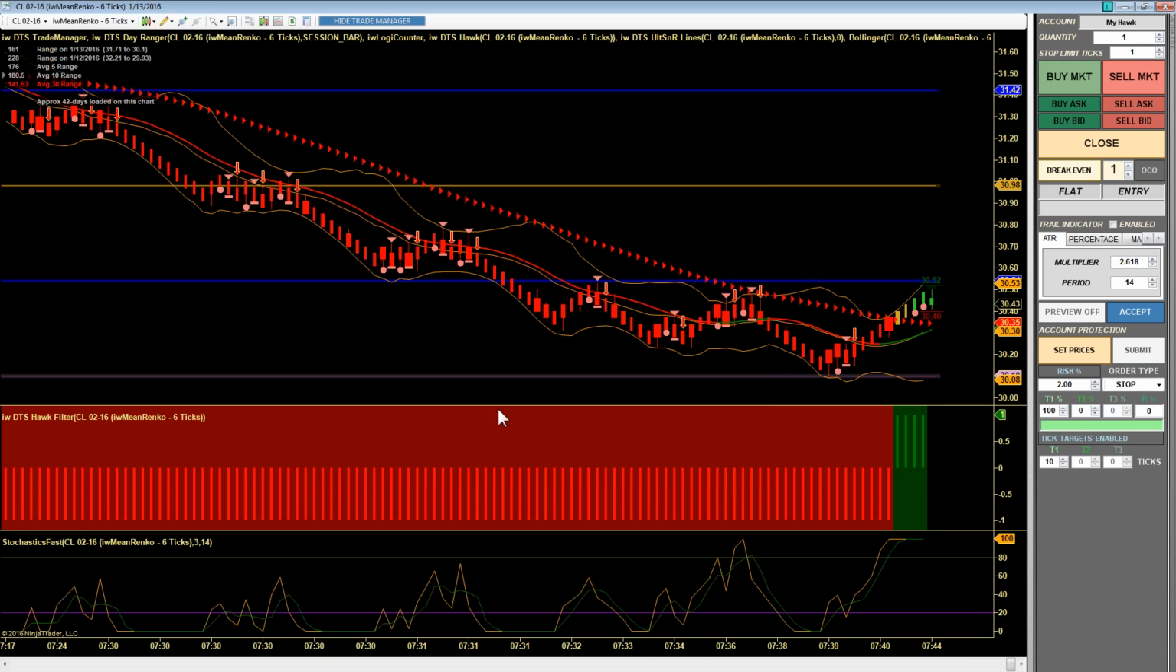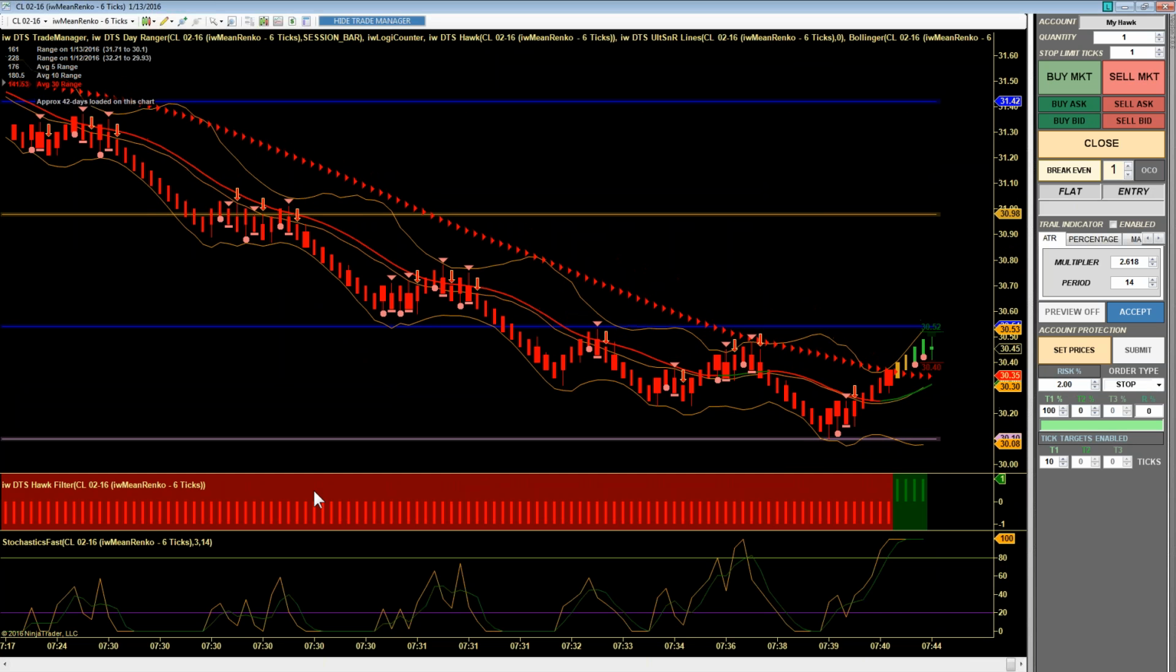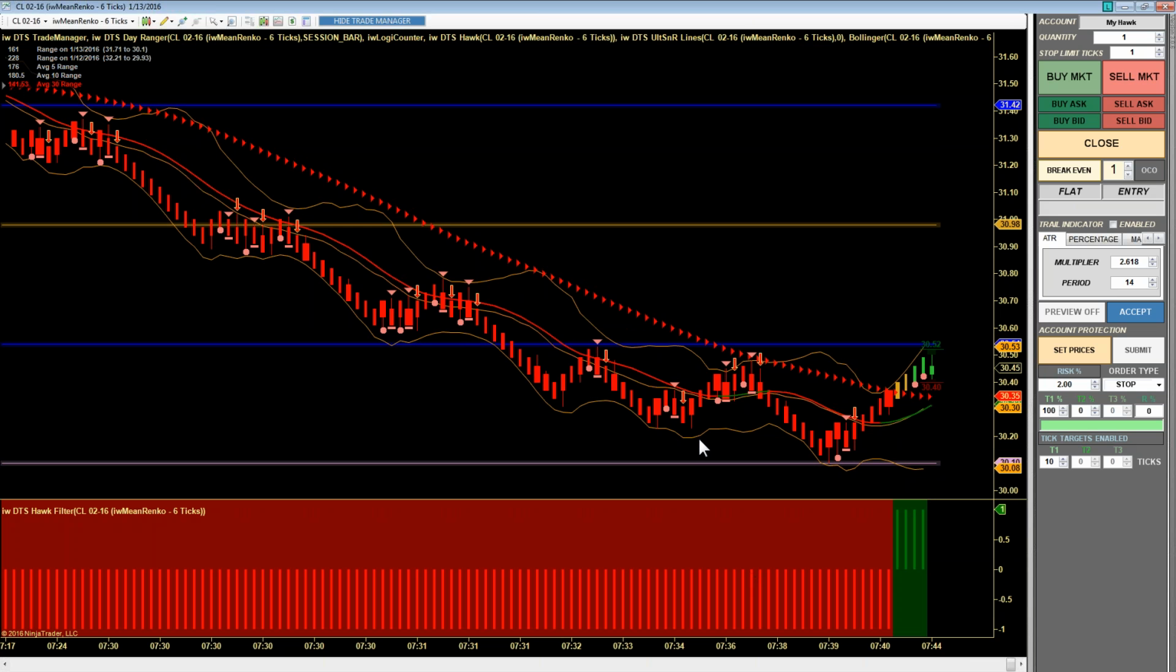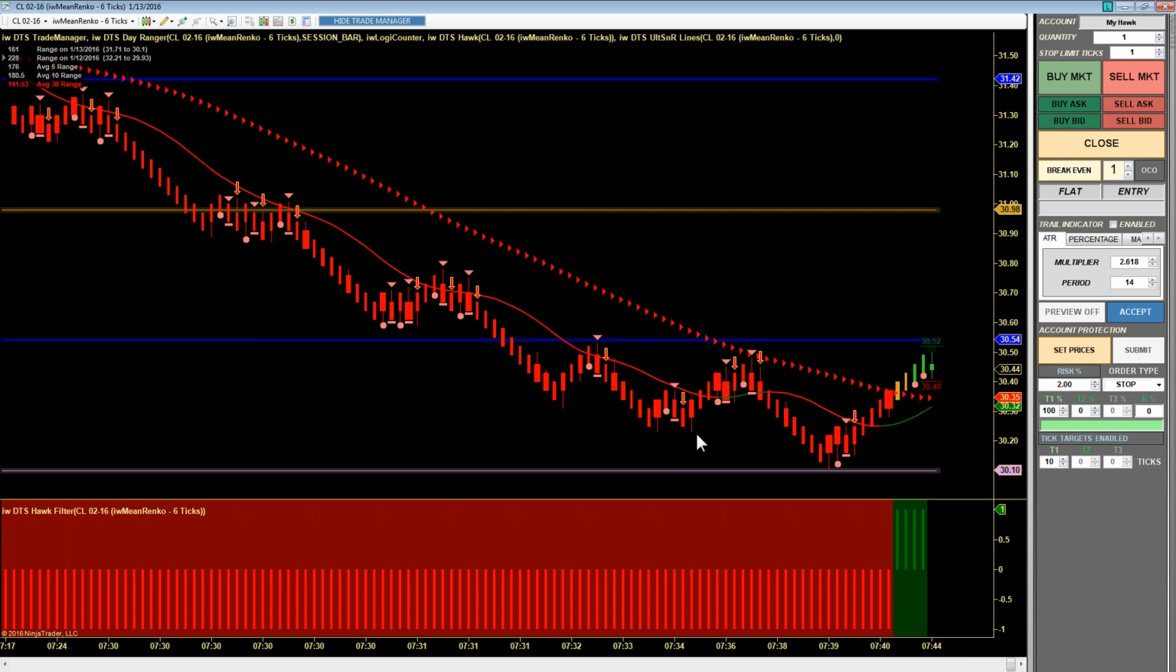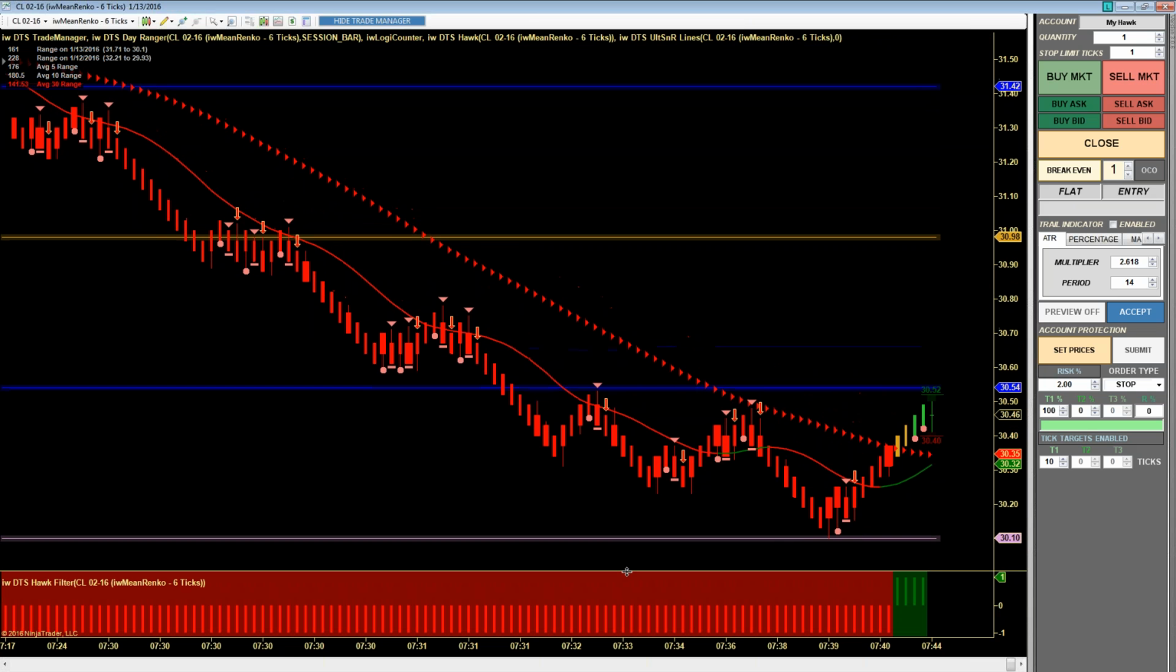So, short answer, yes. You can add as many indicators as you like. My sole criteria for adding other indicators is, does this help you make a decision? If it does help make you a decision, then by all means, use it. If it doesn't help you make a decision, get rid of it because you don't need it. Everything you need is right here. This is all you need to make a decision.